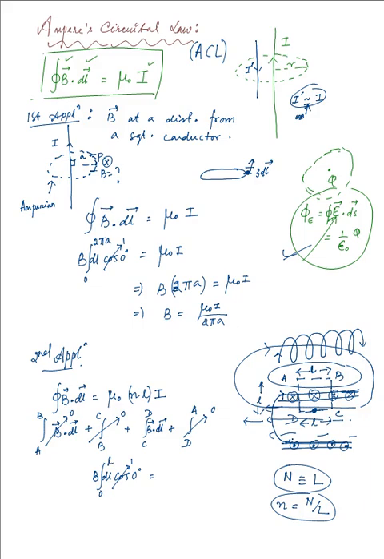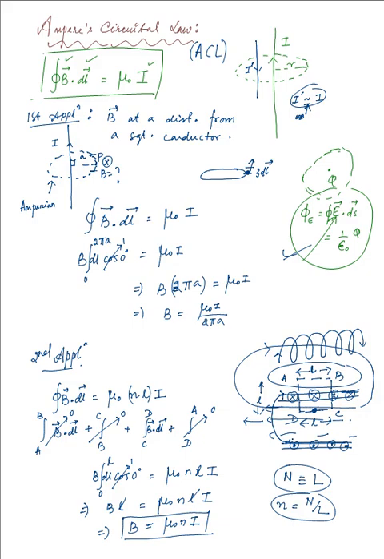and over here you have mu naught times n times l times I, and so this is B l equals mu naught n l I. The l's get cancelled on both sides, so you need not be concerned about the length of the loop that you have taken. That's going to go away, and you also need not be concerned about the total number of turns. You will be getting the result in terms of the number of turns per unit length. So this is the expression for the magnetic field associated with a solenoid.